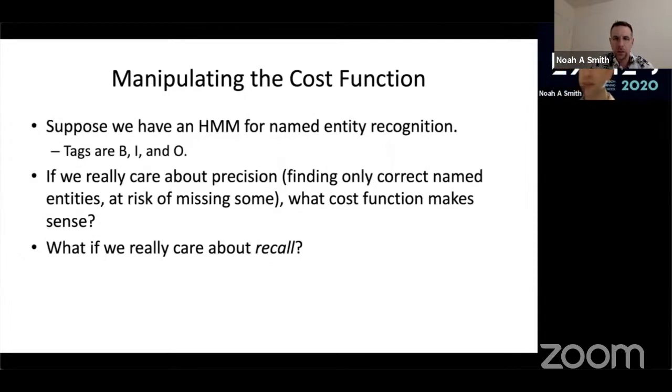When you solve a problem like this, you might be more interested in precision than recall, meaning I only want the things I find to be correct. I don't mind if I miss some, as long as the ones I choose to be named entity mentions actually are very likely to be named entity mentions. If I care about precision, then I might choose a very different cost function that penalizes some kinds of errors more than others. Conversely, if I care more about recall, I want to find all the named entity mentions, even if I also pull in some noise, then I might choose a different cost function.